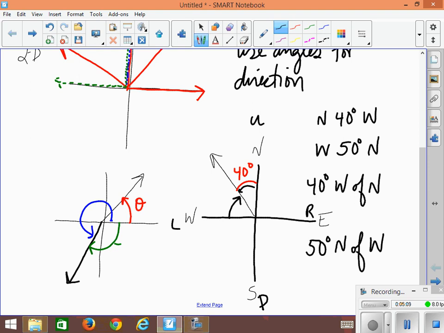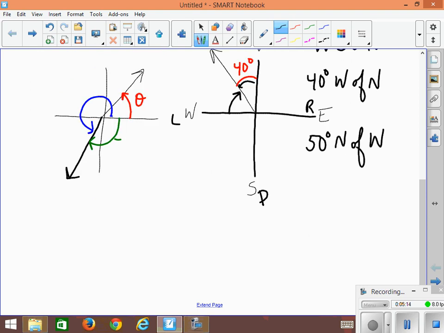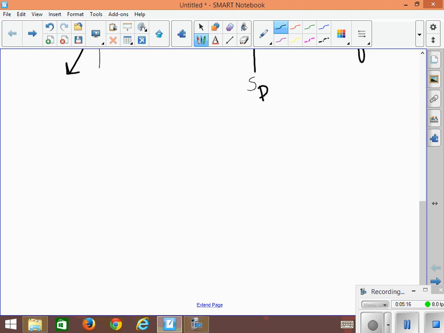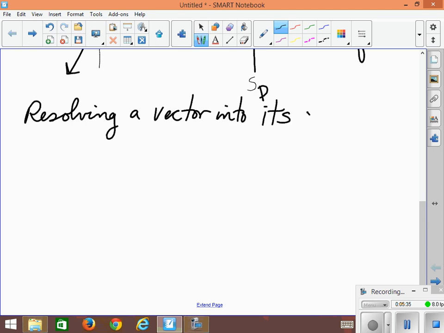So we've already kind of gone through that. What we want to do, though, is take a closer look at these two-dimensional vectors so we can develop a tool that's quite useful. So now I just want you to think about, well, what we're going to talk about now is resolving a vector into its x and y components.